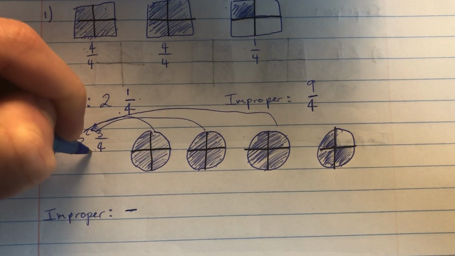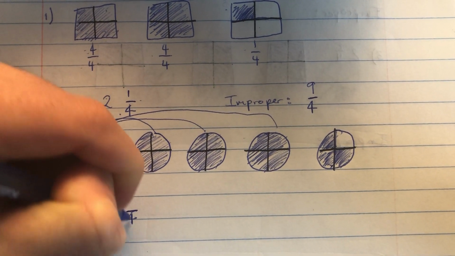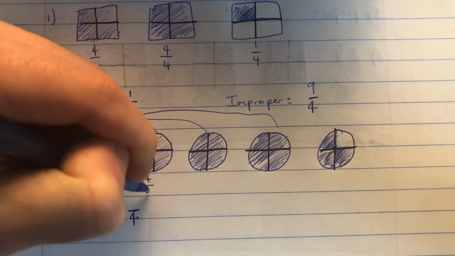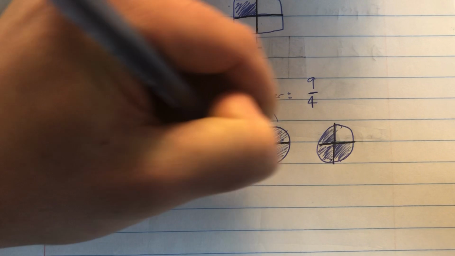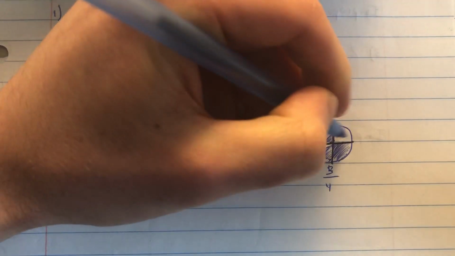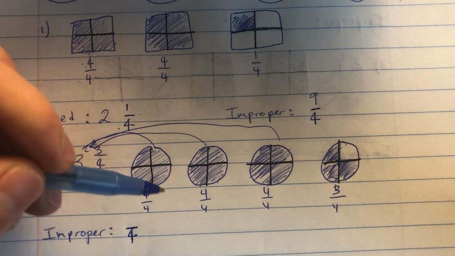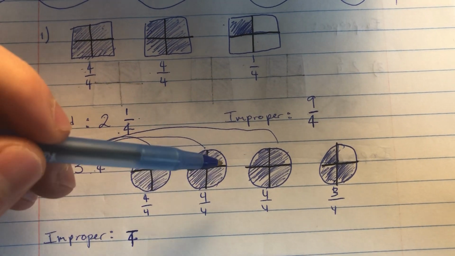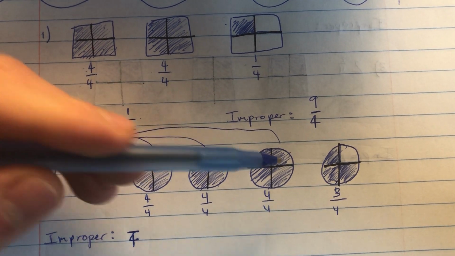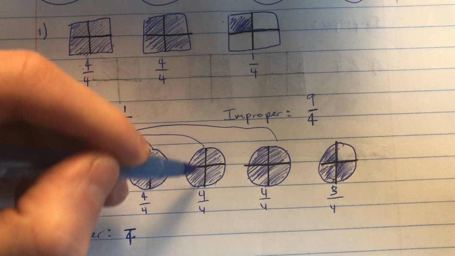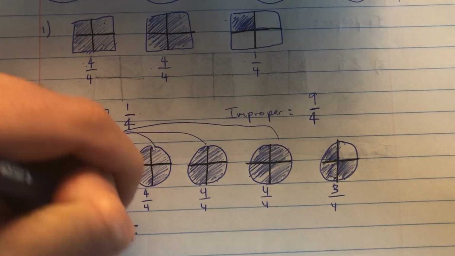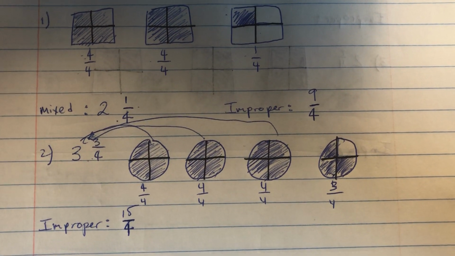So when I write each one of these fractions, I'm going to first make sure that I write my denominator from my mixed fraction underneath, 4. And then I'm going to actually write out 4/4, 4/4, 4/4, 3/4. And now I'm just going to add my numerators together to count up the total number of shapes shaded. 1, 2, 3, 4, 5, 6, 7, 8, 9, 10, 11, 12, 13, 14, 15. 15/4 is my improper fraction.